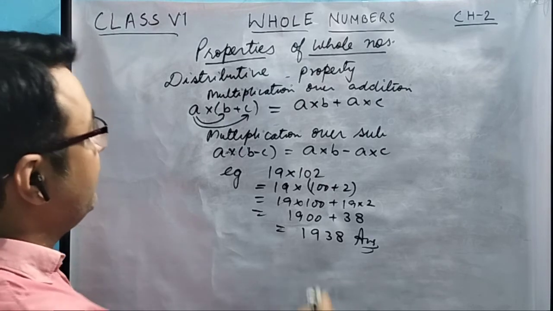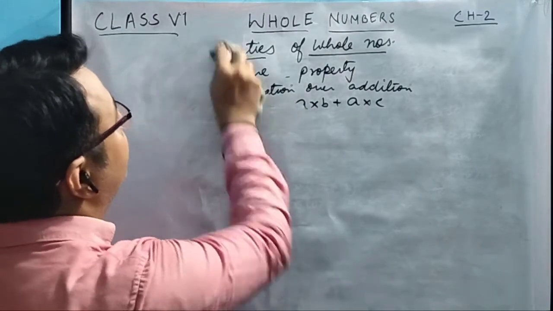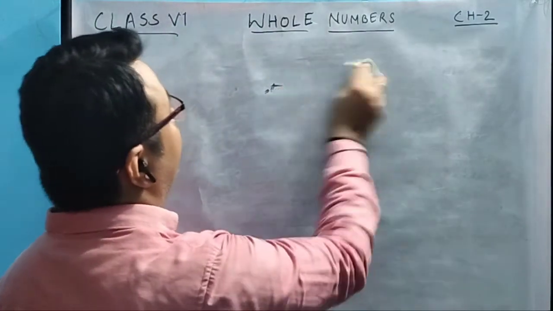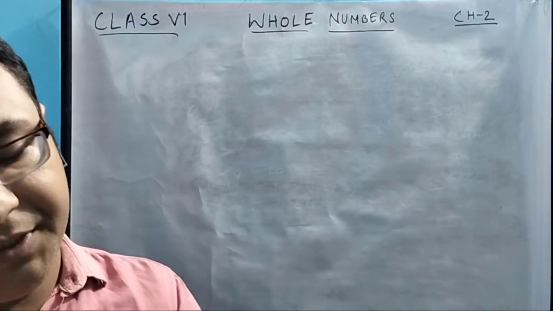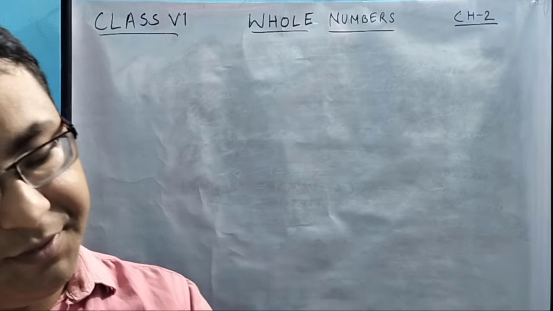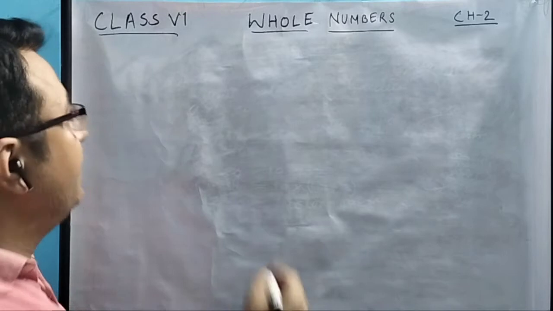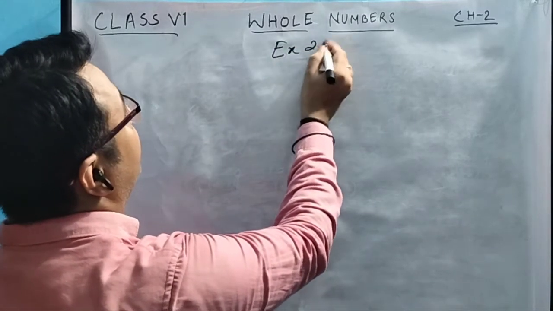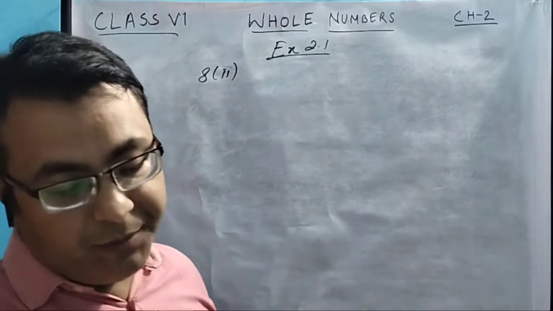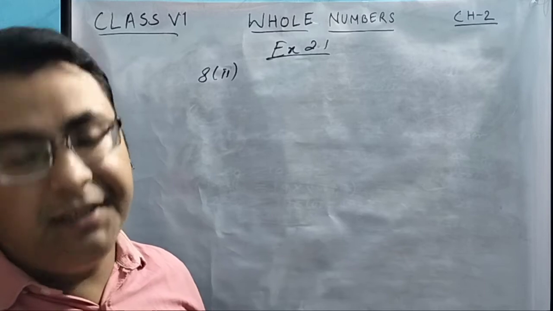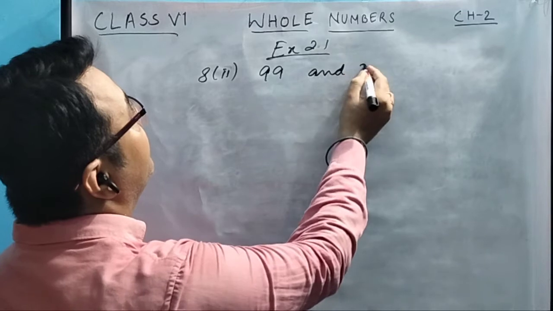Okay. So this concludes the theoretical portion of this chapter. Now we shall see some questions from the exercises. First we will take questions from exercise 2.1. We are going to take question number 8, second part. The question says, how many whole numbers are there between 99 and 300?